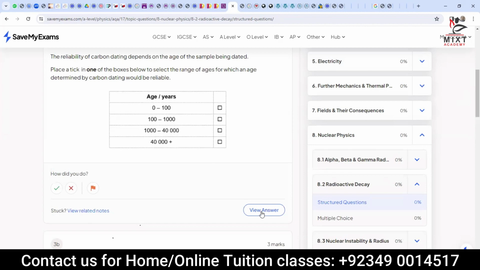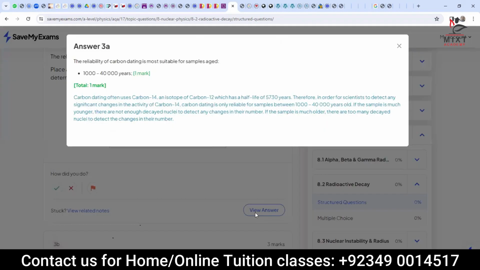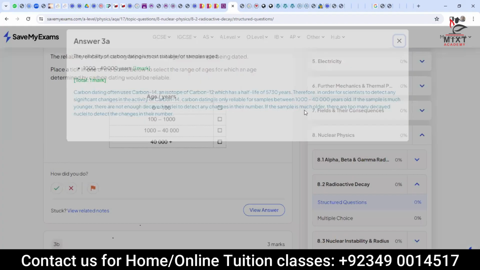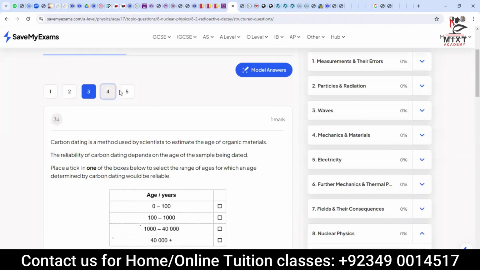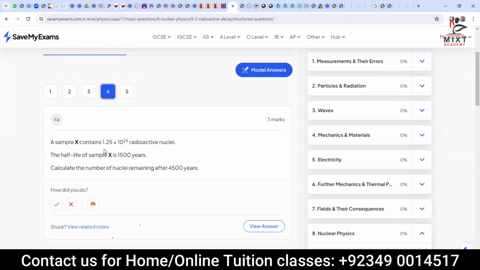Let's see. Oh, good. Great. Remember that we can find it out, but as the sample becomes older and older, the reliability of the carbon dating gets lower and lower.